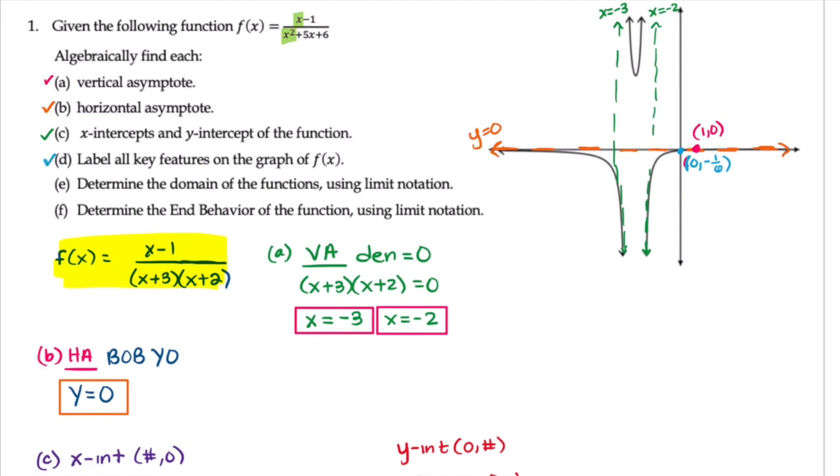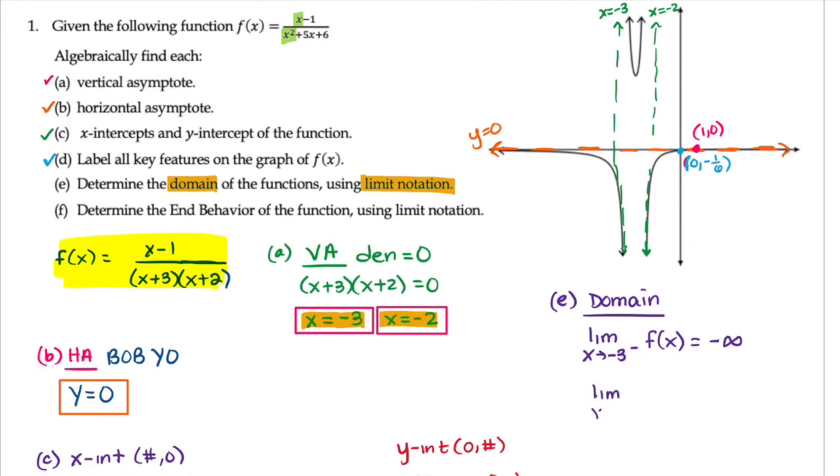Part E wants us to determine the domain of this function using limit notation. So to do that, what we're going to identify are our vertical asymptotes. And we're going to be heading towards those vertical asymptotes. So to not scroll, I'm going to just keep it here. Let's start with the domain. The domain would be the limit as x approaches that first asymptote of -3 from the left. From the left, where do we go? We go down to -infinity.